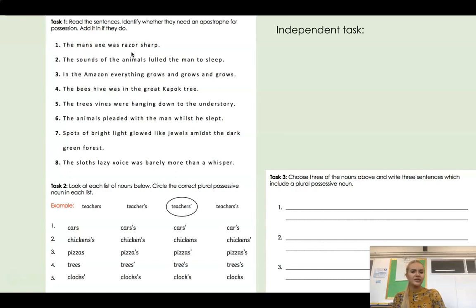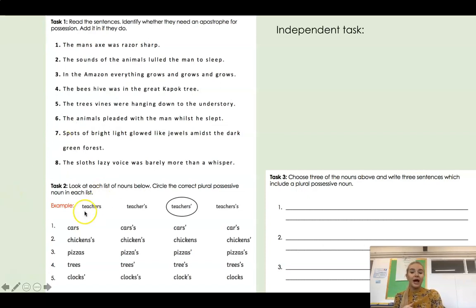Okay? For example, number 6 here, the animals pleaded with the man whilst he slept. Do the animals own pleaded? What is pleaded? Pleaded is a verb, isn't it? It's that past tense verb. We can see the ed suffix on it. So the animals don't actually own anything. So I've given you a clue there. Number 6, you won't need to change anything. Some of them you won't need to change anything, but you need to look out for them. Have a think as well. I want you to extend your brain. If they do need an apostrophe, what is the object that they own? I wonder if you can write that there too.